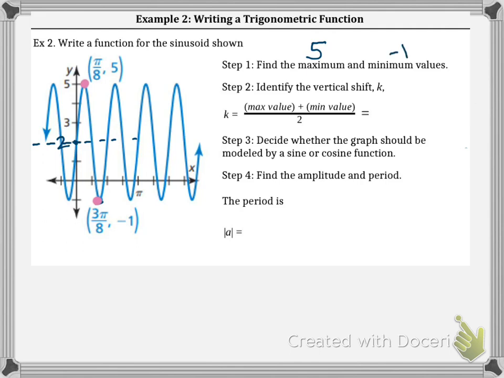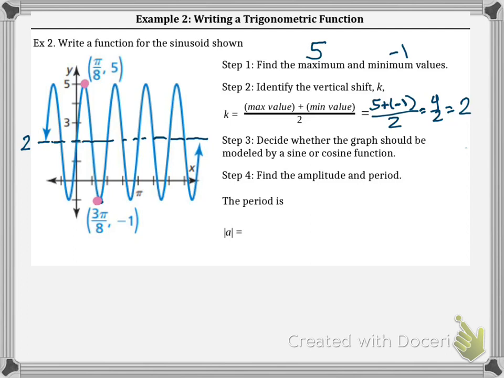We want to identify the vertical shift, and you might be able to tell that just by looking at the graph here. And so we have our max value plus the minimum value. It looks very similar to our amplitude formula. The difference with finding the vertical shift is that we're adding, to find the center. We have the max value plus the minimum value, divided by 2. So it's 5 plus -1 over 2. So that ends up being 4 over 2, or 2. And so we can see that right here, that if we draw our midline at 2, that is the middle of the graph.